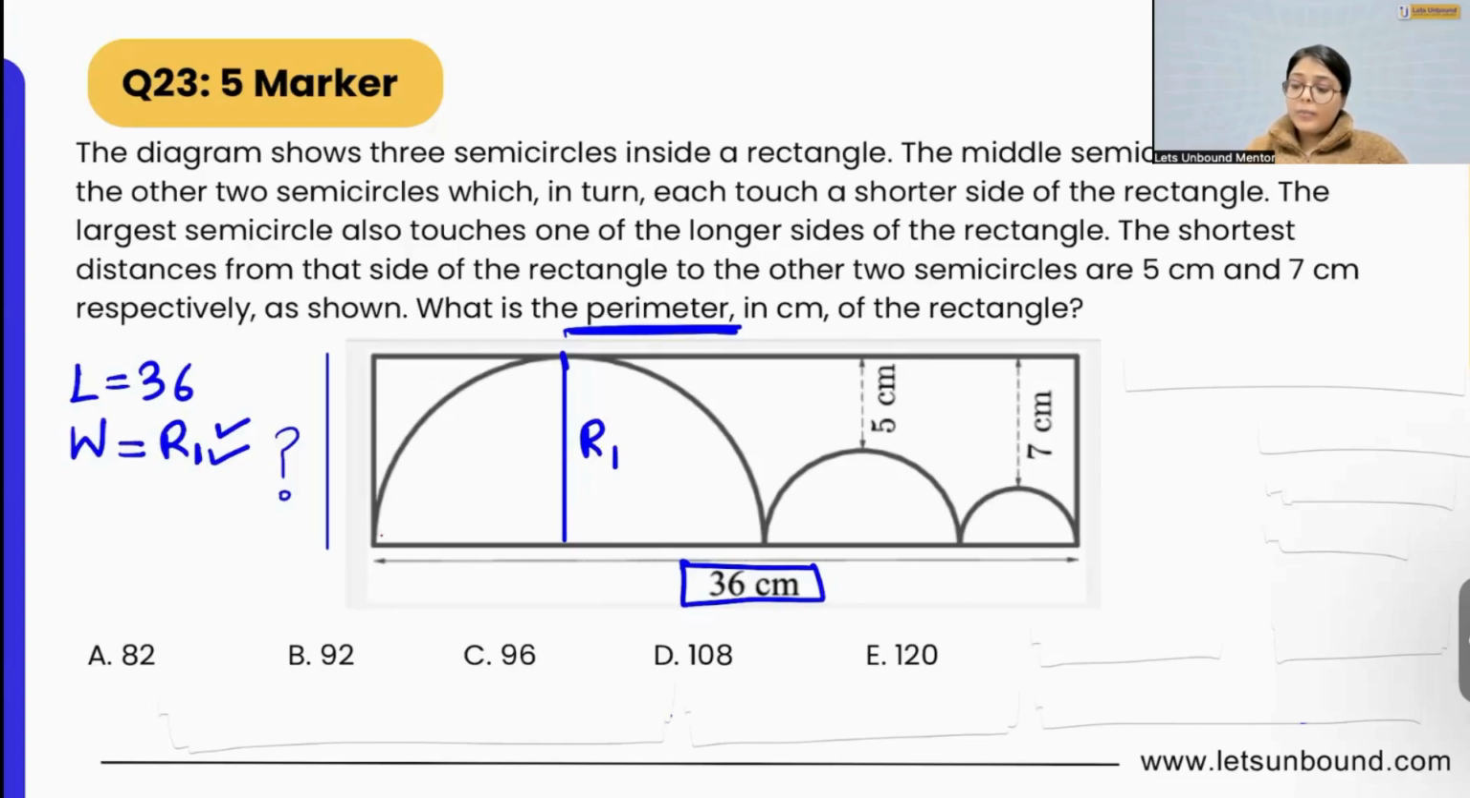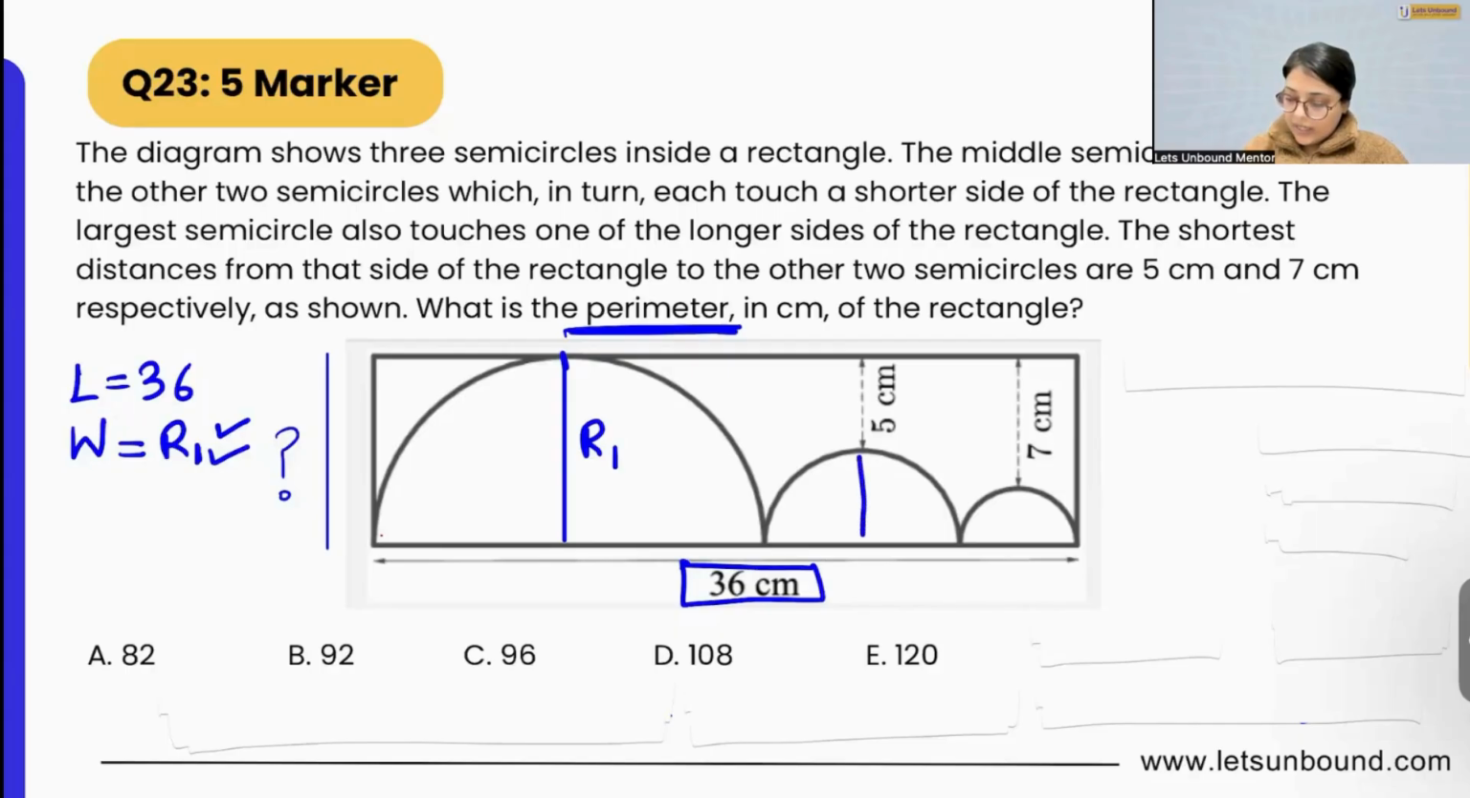Okay, so we need to find perimeter. So the perimeter formula will be 2 times length plus width. So we have to find perimeter. If the question would have asked you to find area, then you could have used the formula for area. Okay, coming to the other radius.